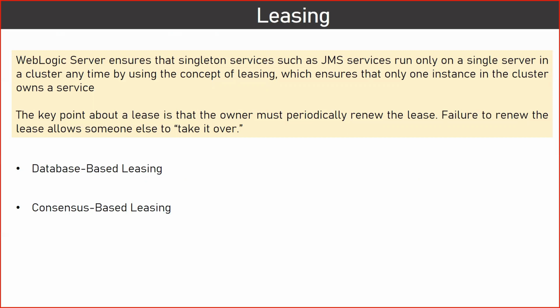For example, if your singleton JMS service is running on managed server 2 after a problem with managed server 1, it will have been migrated to server 2. After some time managed server 1 may come back up, but at that time it will identify that the services are now running on managed server 2. So leasing ensures that your singleton services are running on only a single managed server.